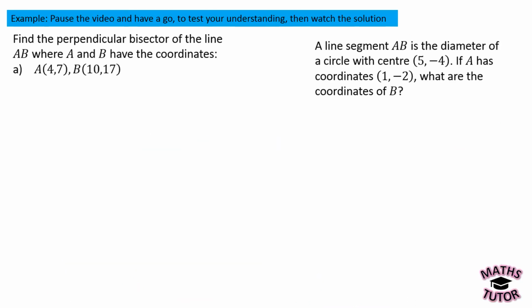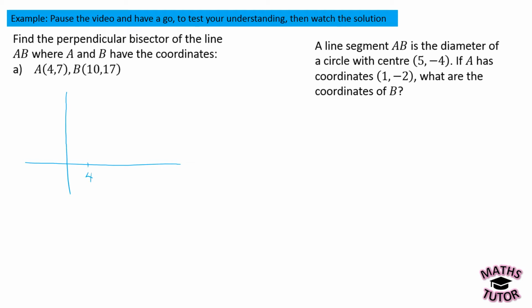So here's a question for you to have a go at. You could pause the video, have a go, and then watch the solution. So did you pause the video? Have you had a go? Finding the perpendicular bisector of the line AB that has these coordinates. Always draw a picture is a good way to start so you can really see what you're doing.